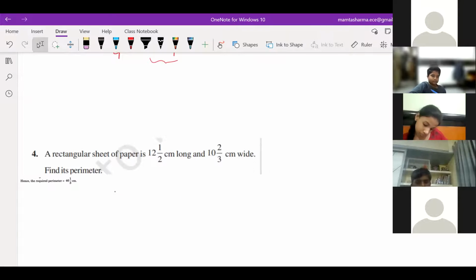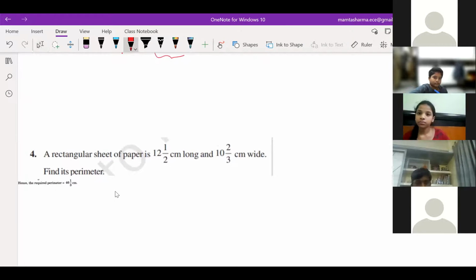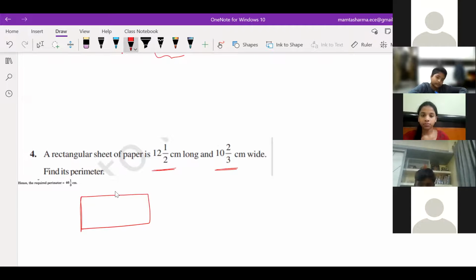Now see, a rectangular sheet of paper has this much length and this much width. Find its perimeter. What is the formula of perimeter? Ma'am, the formula of perimeter is 2 into (L plus B). This is a rectangle, so its perimeter would be... Can you say the answer?